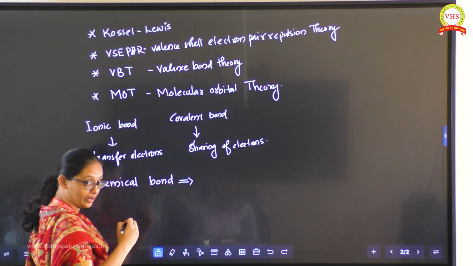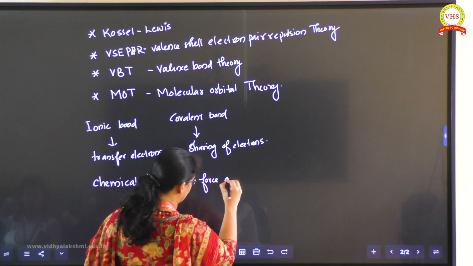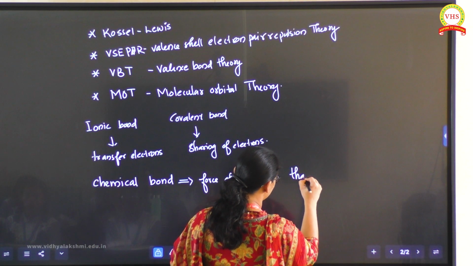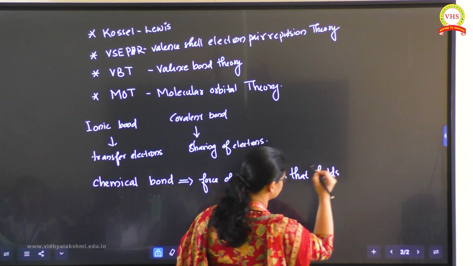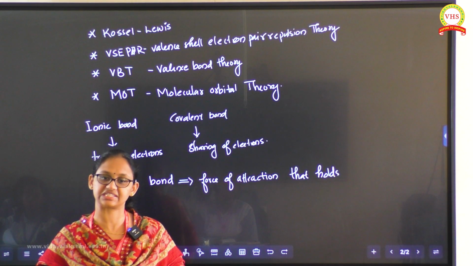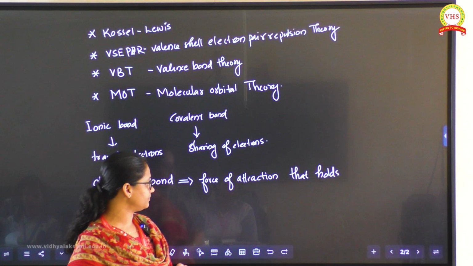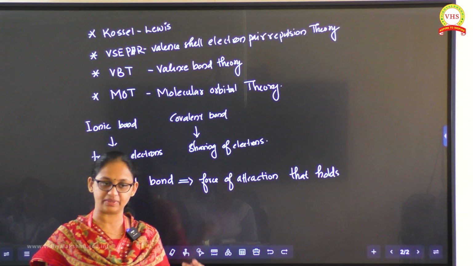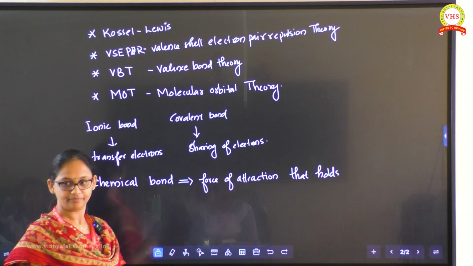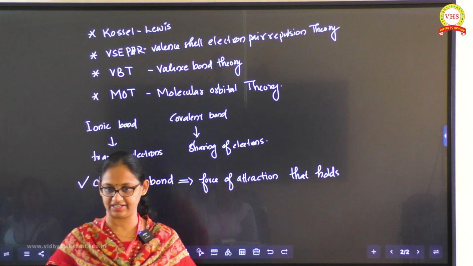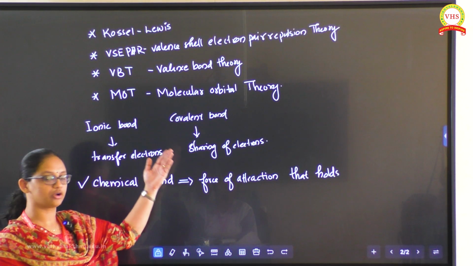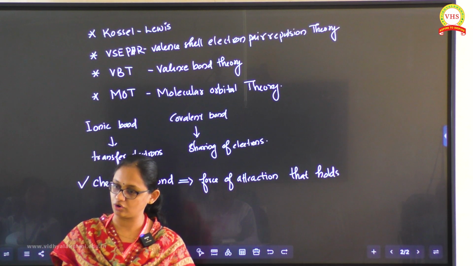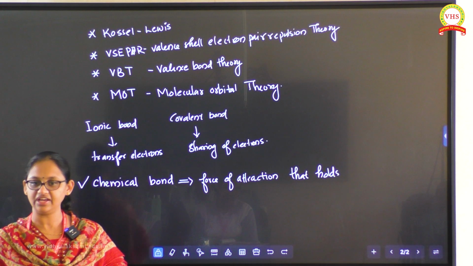So what do you mean by a chemical bond? The force of attraction that holds the constituent atoms present in a molecule, which is represented by using a line. There are different types of bonds, which are the ionic bond and covalent bond. An ionic bond is formed by the transfer of electrons, and a covalent bond is formed by sharing of electrons.